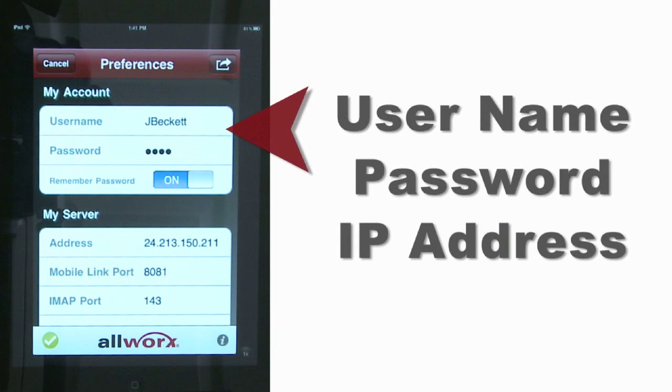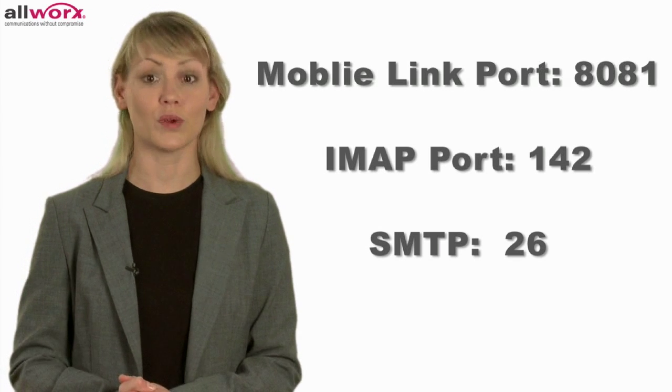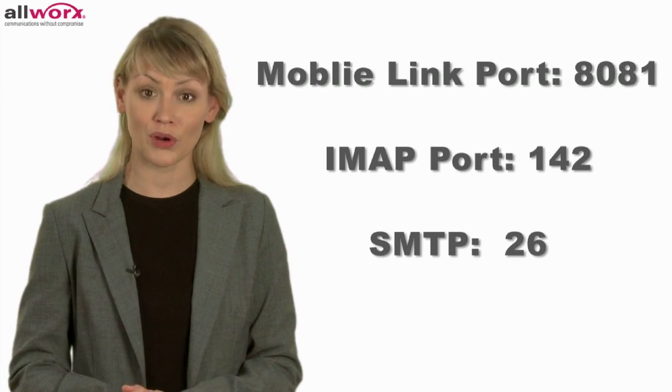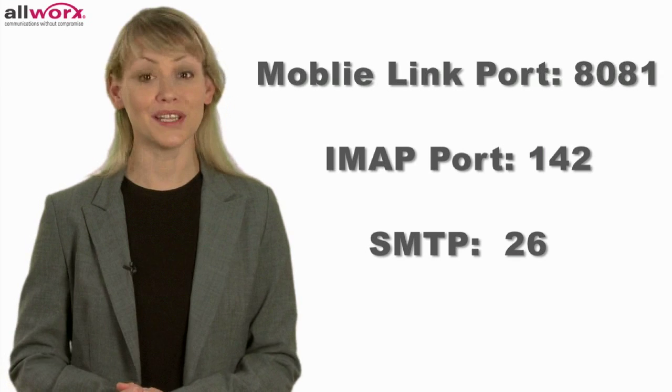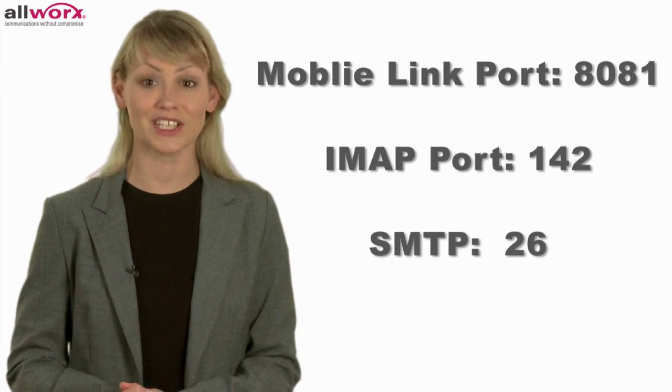Enter your Allworx username and voicemail password. Then, enter the IP address of the Allworx server that is provided by your administrator. Every address is different, so do not enter the address on this screen. The default mobile link port is 8081. The IMAP port is 142, and the SMTP port is 26. When complete, select the icon in the upper right-hand corner and select Apply My Changes.